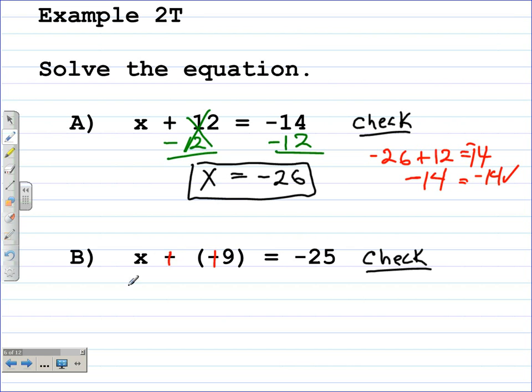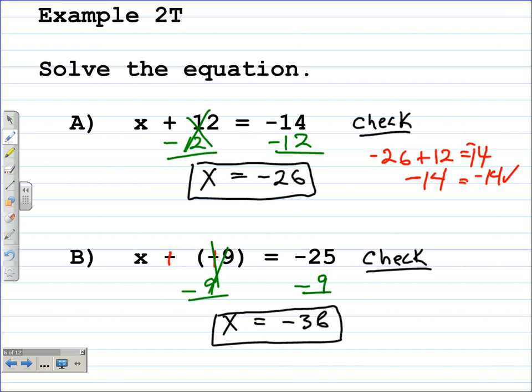So solving this equation, x plus 9, we want to subtract 9 from both sides. The positive and negative 9 on the left becomes 0, leaving x isolated with a coefficient of 1 on the left. And here, negative 25 take away 9 is negative 36. So our solution is x is equal to negative 36.